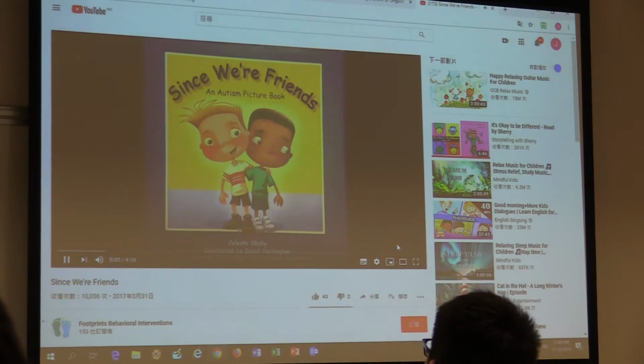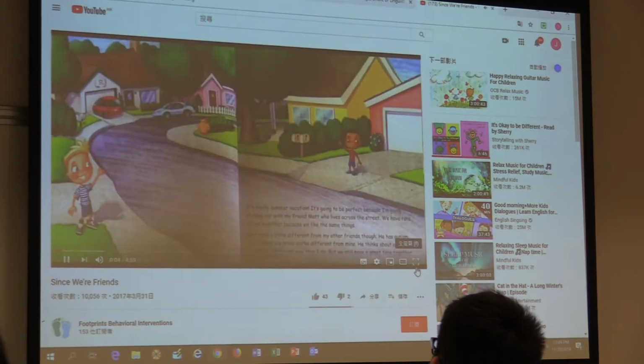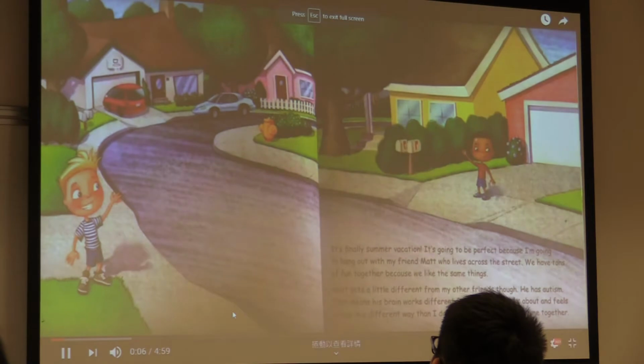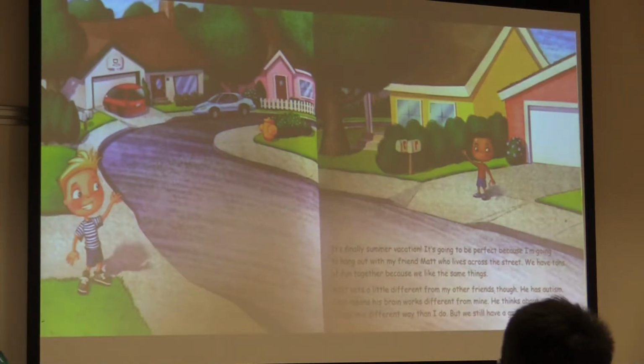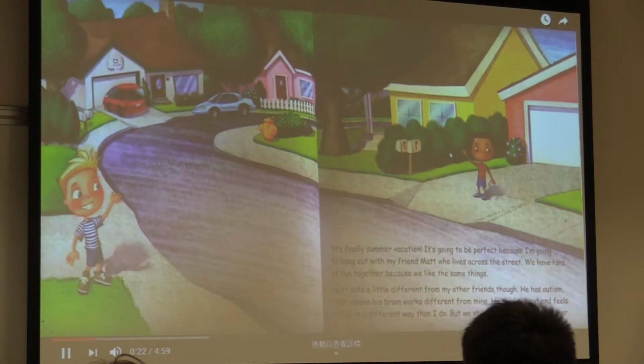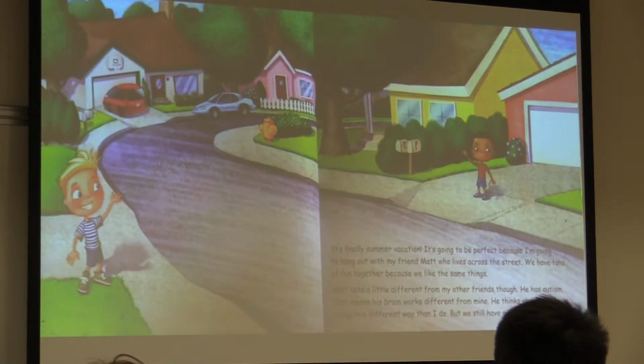Since we're friends, it's finally summer vacation. It's going to be perfect because I'm going to hang out with my friend Matt, who lives across the street. We have tons of fun together because we like the same things. Matt acts a little different from my other friends though. He has autism. That means his brain works different from mine. He thinks about and feels things in a different way than I do. But we still have a great time together.